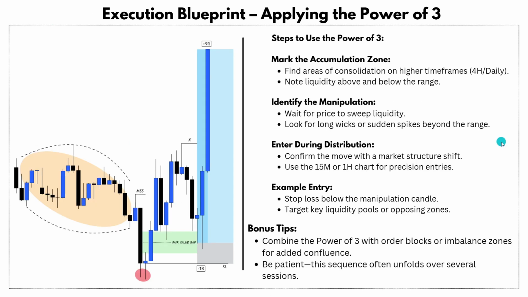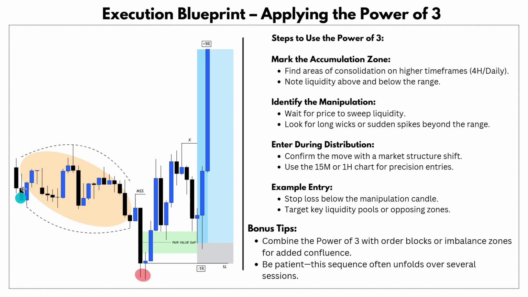Now for the execution blueprint, applying the power of three. This is the step-by-step on how we use the power of three. First, we mark the accumulation zone. Find areas of consolidation on the higher time frames, such as the 4-hour and the daily. You can add the 1 hour also if you are a scalper. Note liquidity above and below the range.